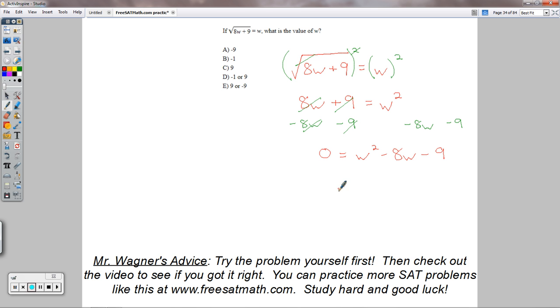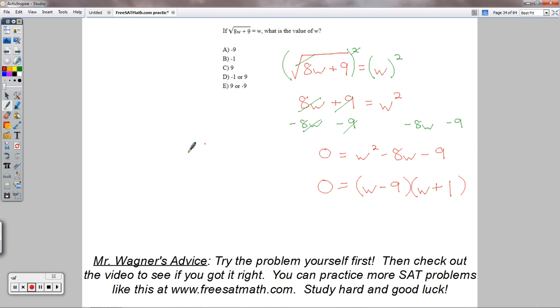Now factoring is going to be the quickest way to do this, so I'm going to use factoring. You could use the quadratic formula, negative b plus or minus the square root of b squared minus 4ac all over 2a, but we don't have to use that here because factoring works out just fine and dandy. So I've got w minus 9 times w plus 1.